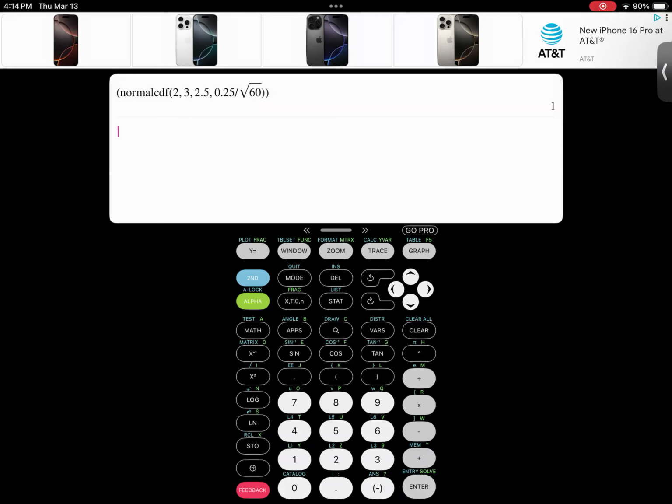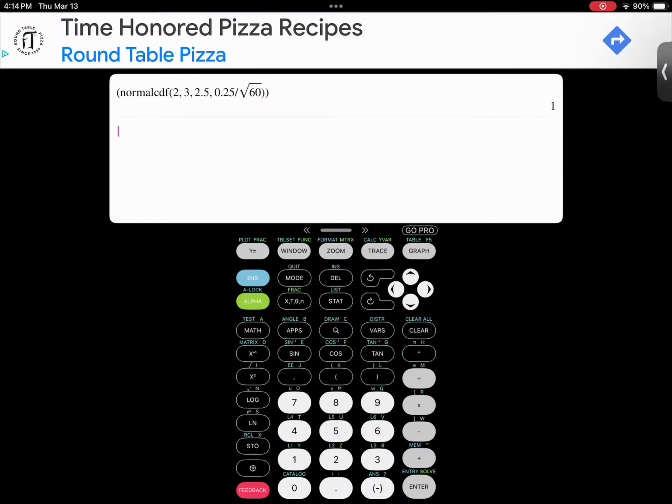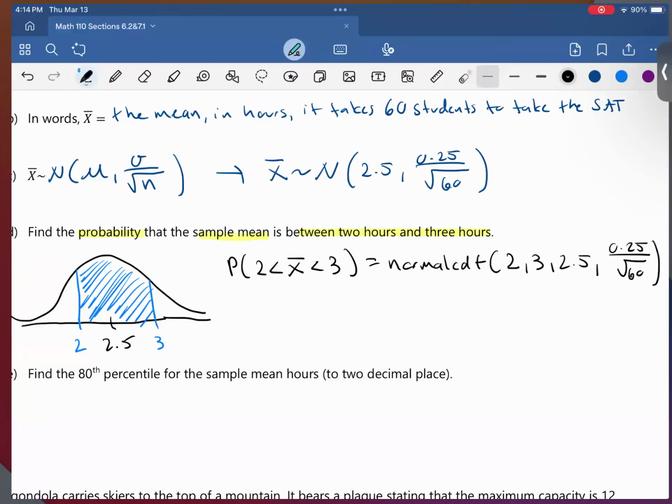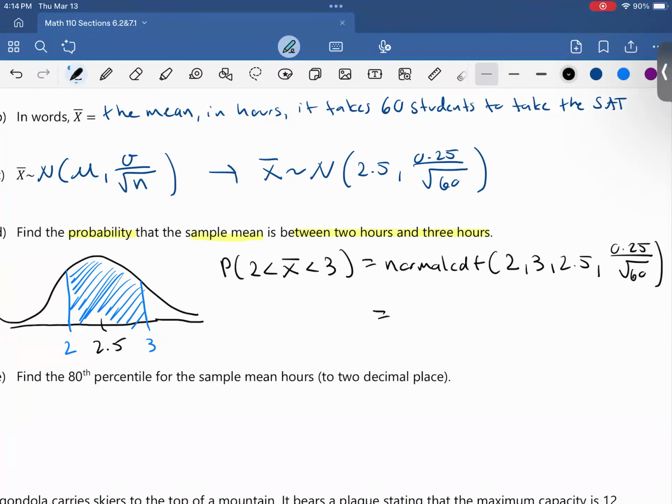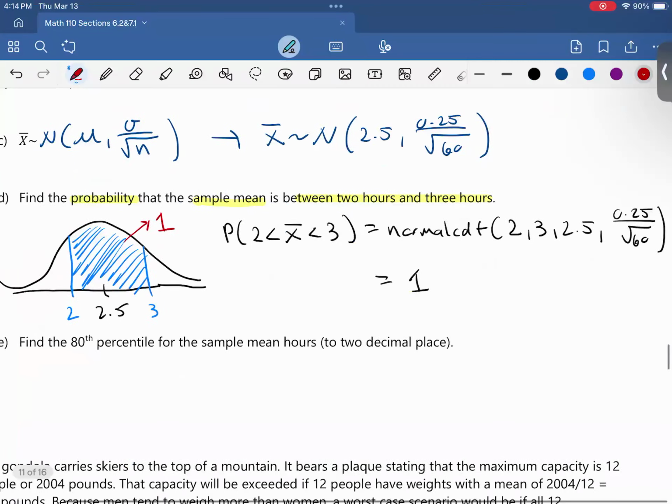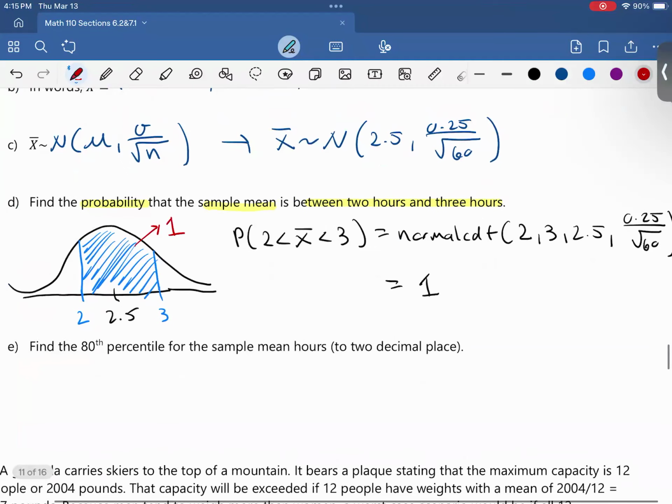We get a value of 1. That means basically the sample mean is all between the values of 2 and 3. So what we end up with here is 1. That's saying the probability of this whole distribution is 1. The whole distribution. Pretty interesting.